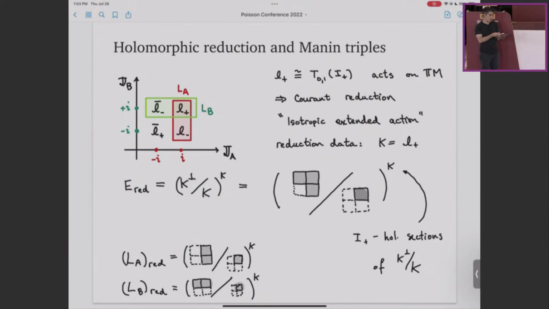Okay, and so we get a reduced Courant algebroid, just like with symplectic reduction. And because we had these four big Dirac structures, all of them will reduce as well. And I've just explained here the reduction of LA and the reduction of LB. And so we get a pair of Dirac structures in the reduced Courant algebroid. What is that kind of structure called? It's exactly a Manin triple.